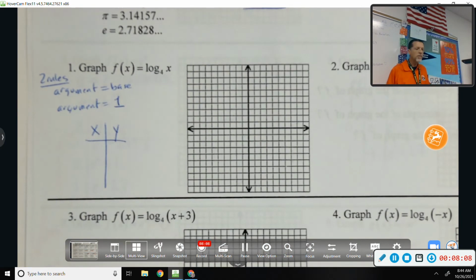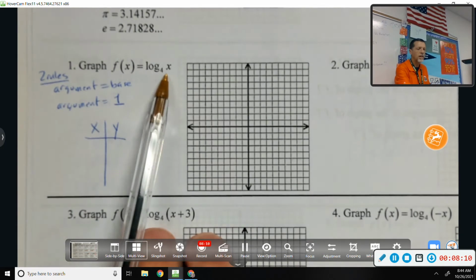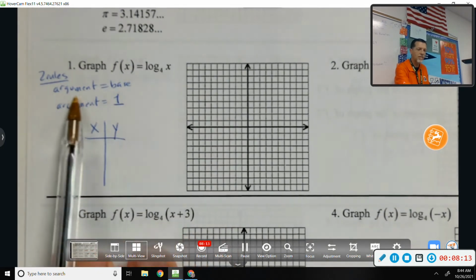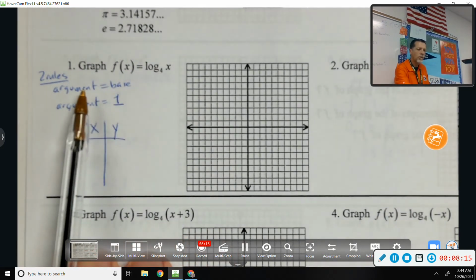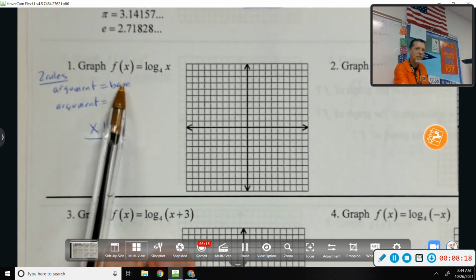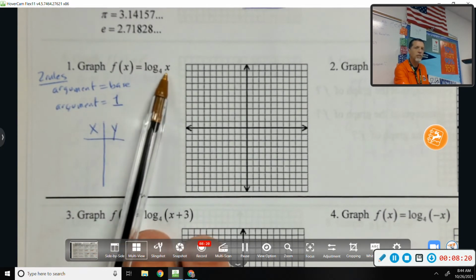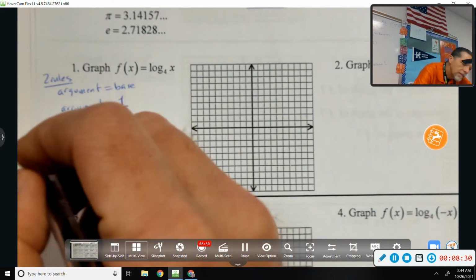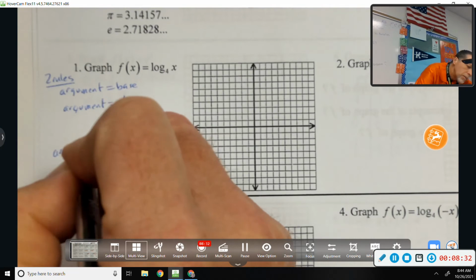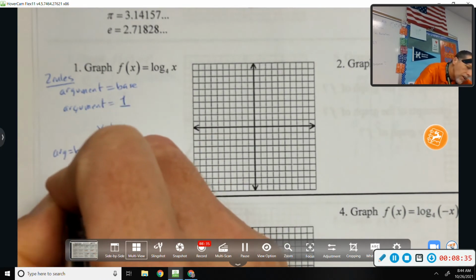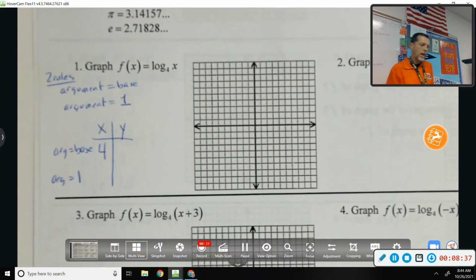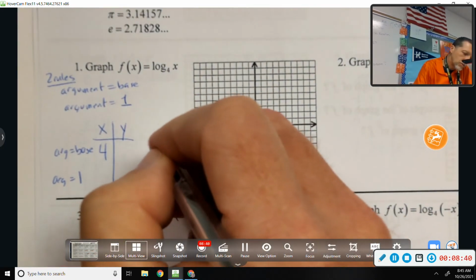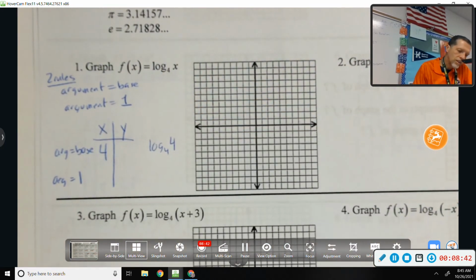And sometimes, if x is the argument, then this is pretty easy. So if I want the argument to equal the base, what should I let x be for this problem? 4. The argument is 4. Argument equals base. Argument equals 1. And I pick 4 because what's log base 4 of 4? 1.